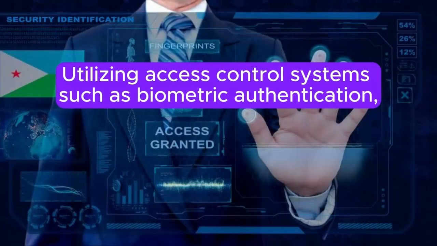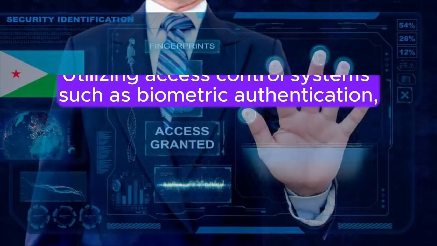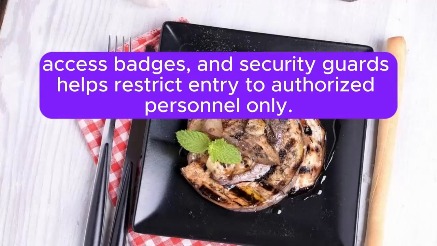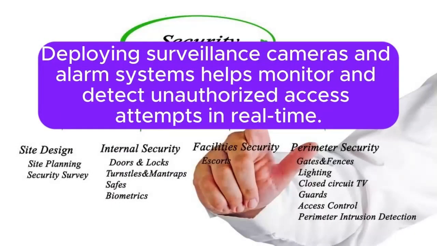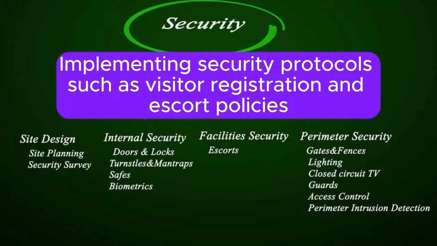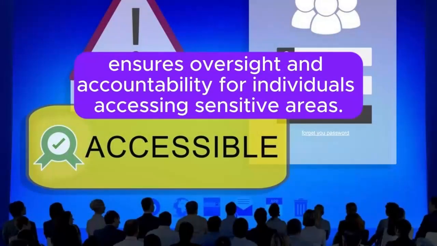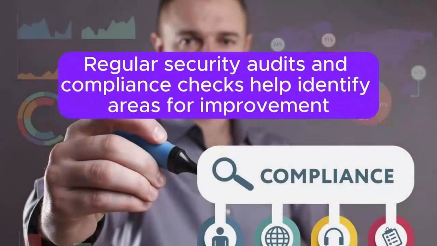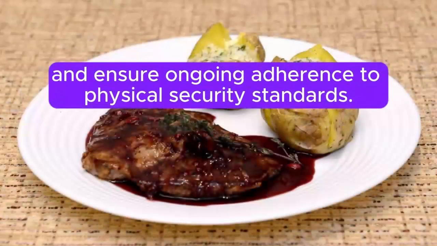Utilizing access control systems such as biometric authentication, access badges, and security guards helps restrict entry to authorized personnel only. Deploying surveillance cameras and alarm systems helps monitor and detect unauthorized access attempts in real time. Implementing security protocols such as visitor registration and escort policies ensures oversight and accountability for individuals accessing sensitive areas. Regular security audits and compliance checks help identify areas for improvement and ensure ongoing adherence to physical security standards.